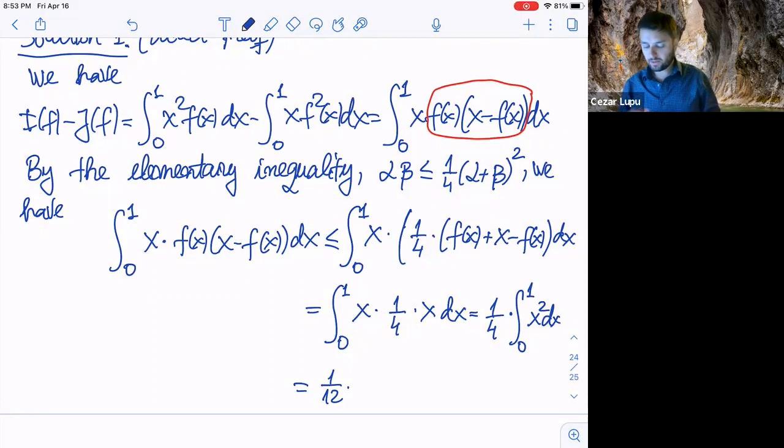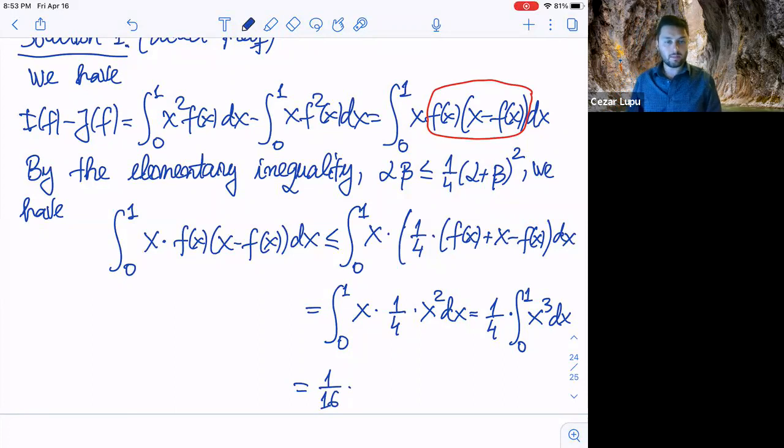Wait, I'm sorry, I forgot. Oh, geez. This is x. I forgot, it's x cubed here. I forgot an x. Sorry about that. So here it's x squared, and it's x cubed dx. So this would be 1/16. All right, and that's the maximum.